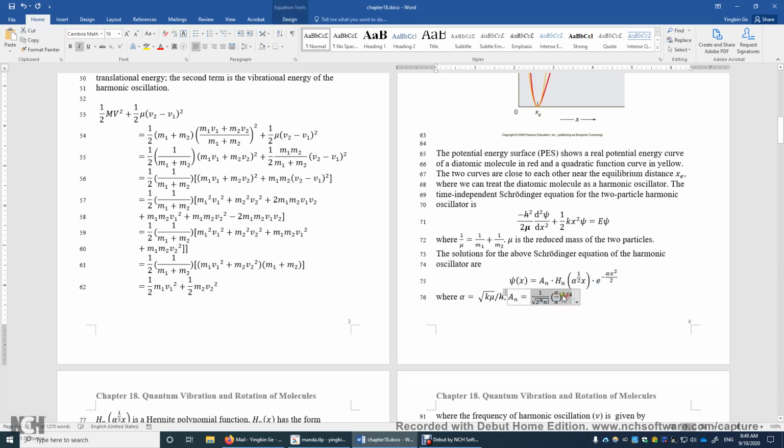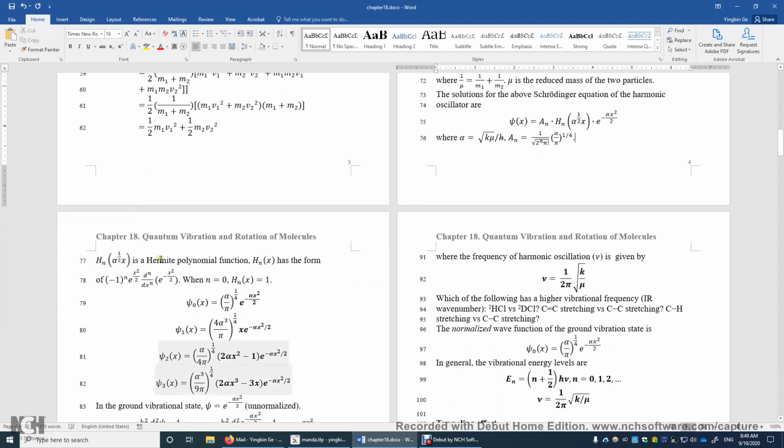This is the formula for the normalization factor. It's 1 over the square root of 2 to the power of n times n factorial times alpha over beta to the power of 1/4. You can plug in n equals 0 here. It's going to be just 1 over 2 to the power of 0 times 0 factorial. So this part is 1. And then a sub 0 is simply alpha over beta to the power of 1/4.